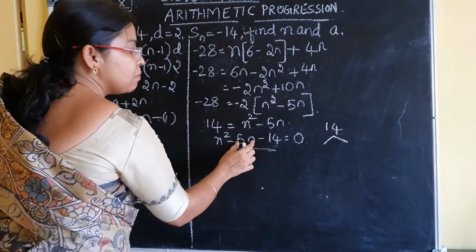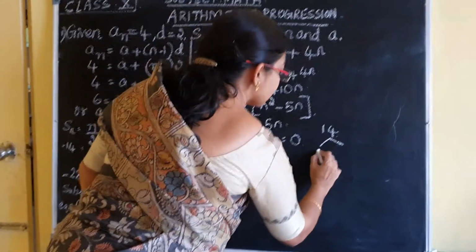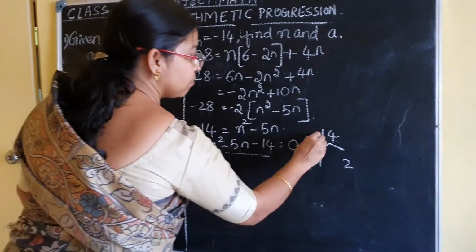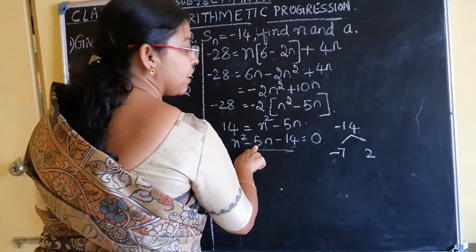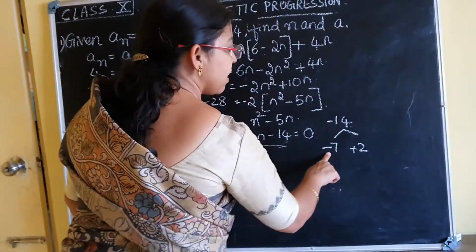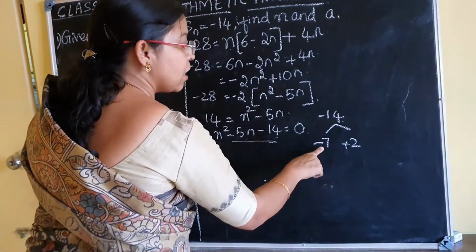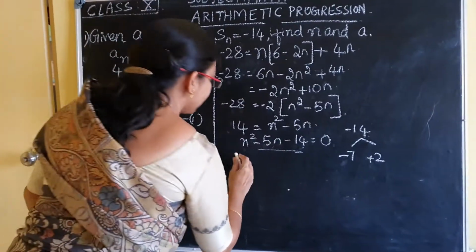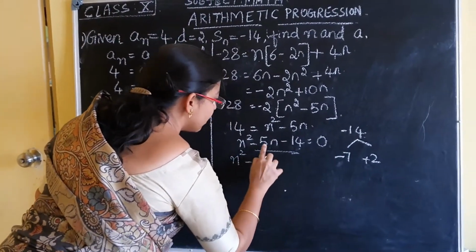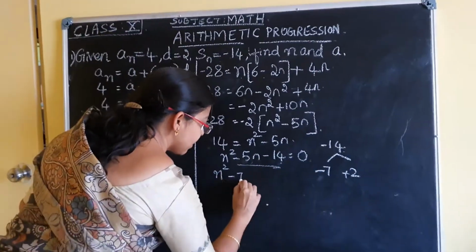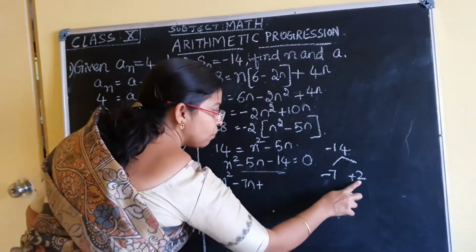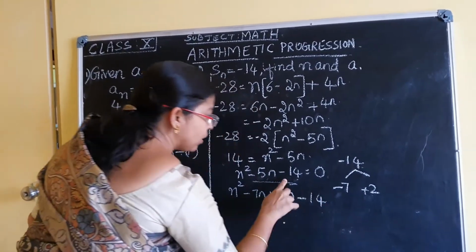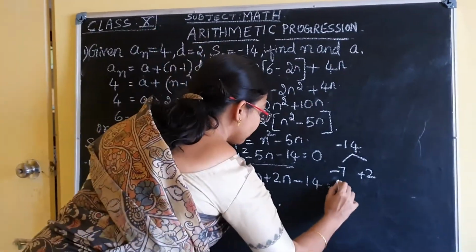We split the middle term into two terms. 7 and 2 if you take, and minus 7, this is minus 14. And you need to get minus 5. So minus 7 into plus 2 will give you minus 14. Minus 7 and plus 2 will give you minus 5. So we will expand the middle term, minus 5n will be written as minus 7n and plus 2n. And then we will retain the last value, c value, minus 14 is equal to 0.